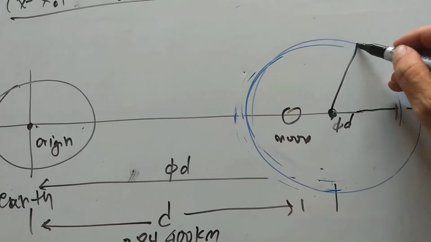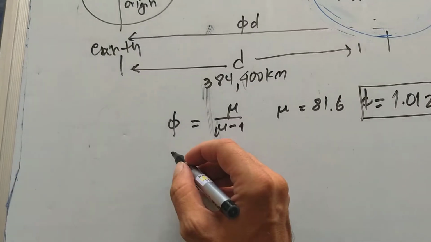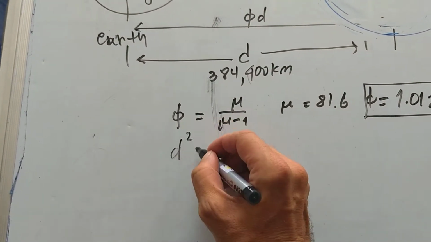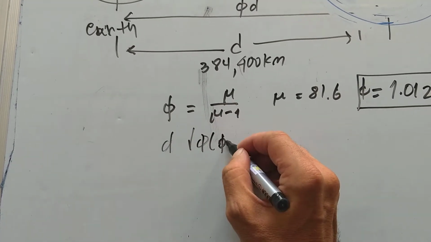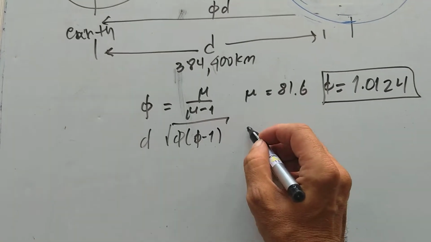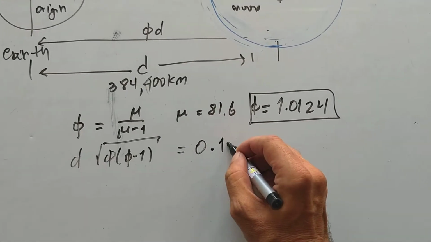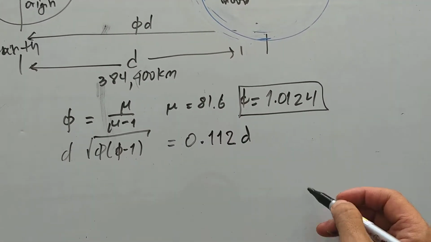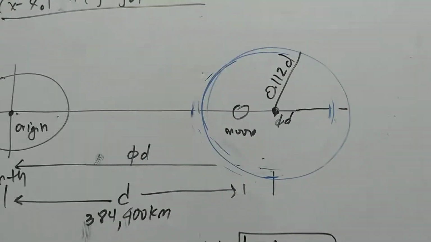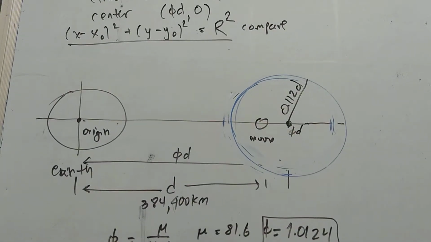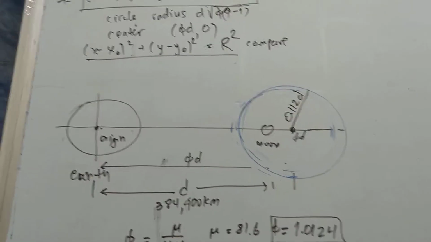What about the radius? Well, we have it here, circle radius. Circle radius is d times root phi minus 1. So if you do this calculation, you get approximately 0.112 d. All right, so let's fill that in, 0.112d. It's about 10% of the distance from Earth to Moon. Okay, great.